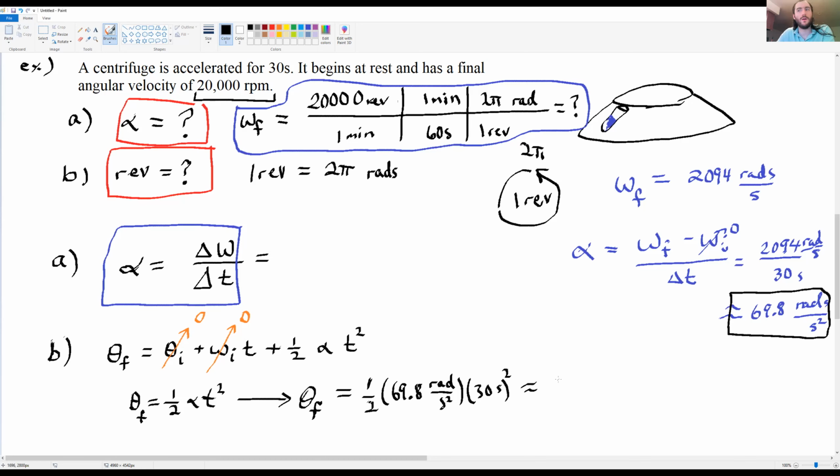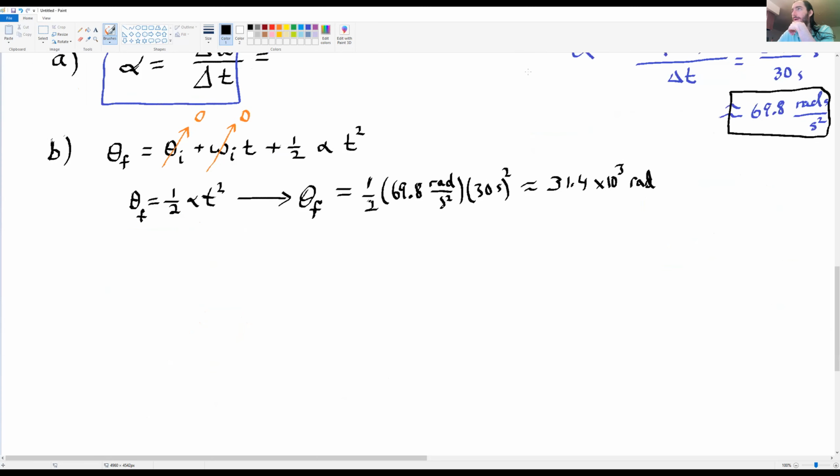I got for the total angular displacement roughly 31,000. I'll write it as 31.4 times 10 to the third radians. So it looks like it's going to come out to a nice round number here.